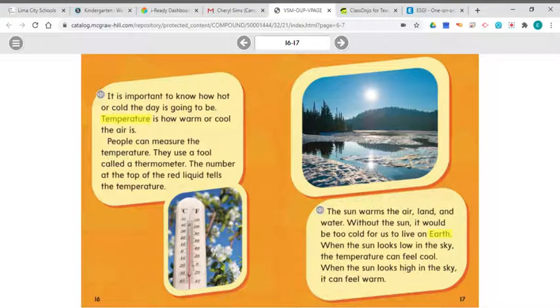Now, as I read, I continue to look for answers to my questions. Here's another tool that measures weather. A thermometer tells how warm or cool the air is, but it doesn't tell us anything about wind speed.